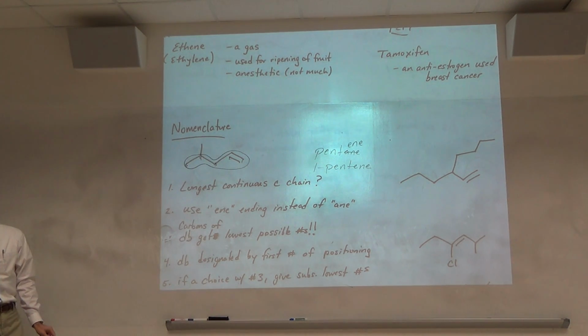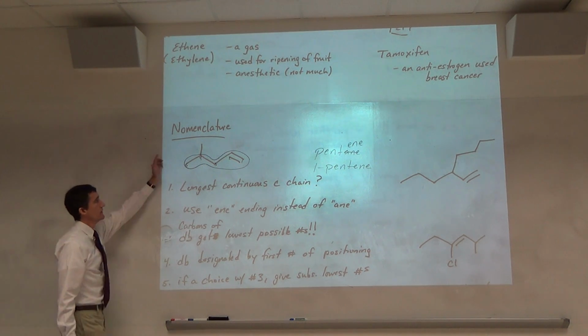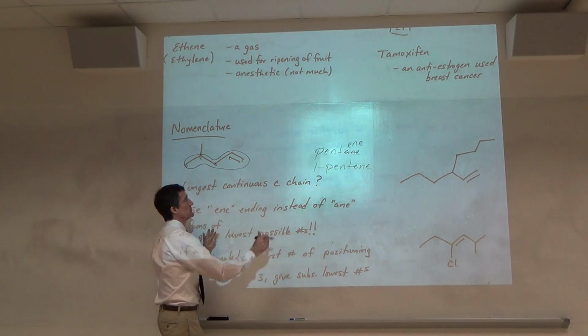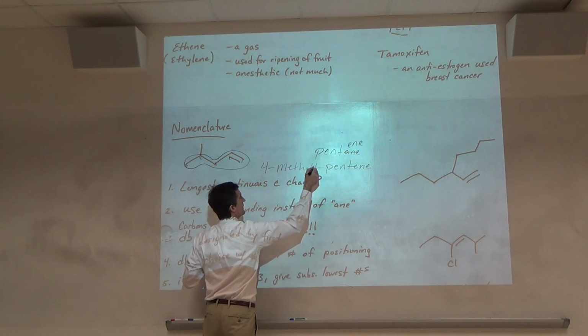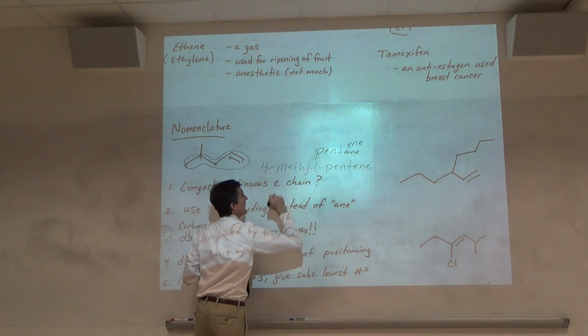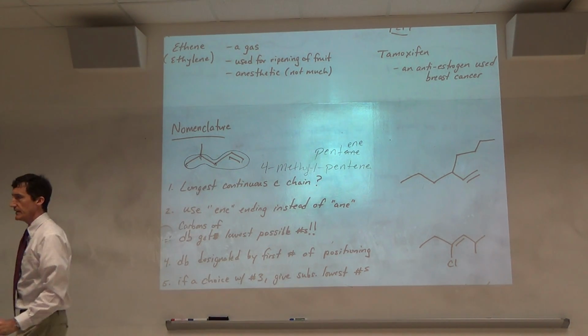Now what is on the 1-pentene? There's a methyl at the 4. So we have 4-methyl. That is a dash there between methyl and 1. 4-methyl-1-pentene is the compound there.